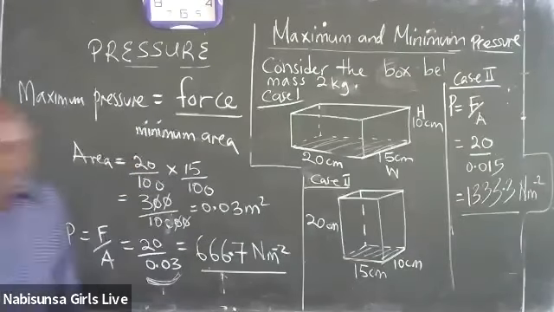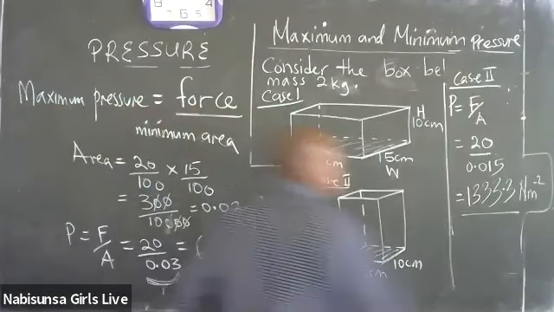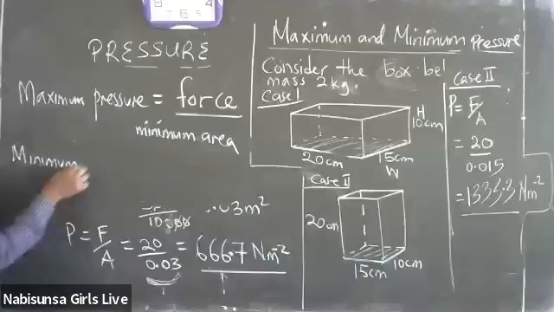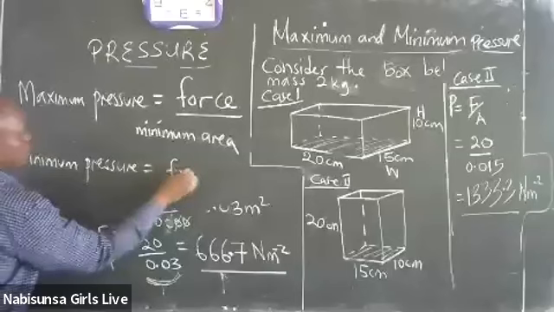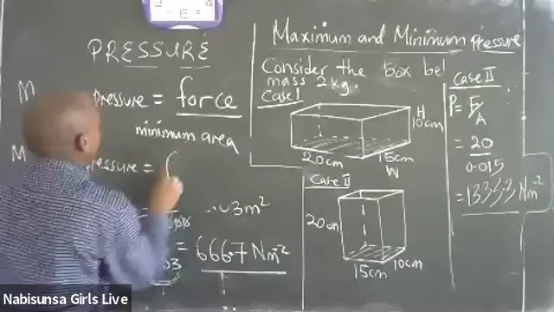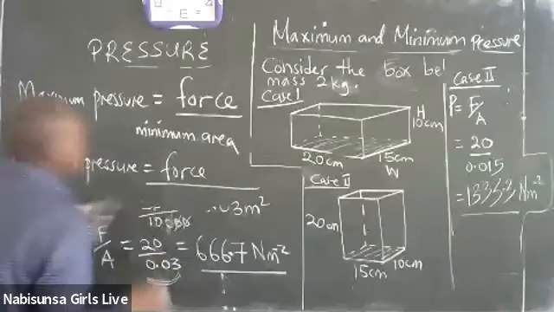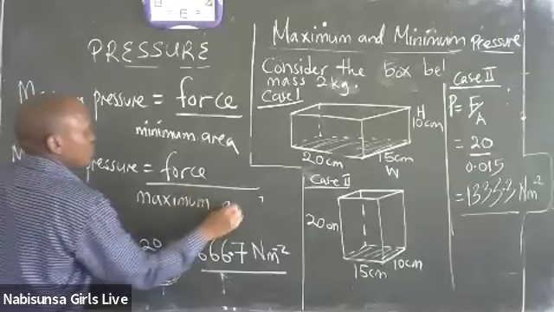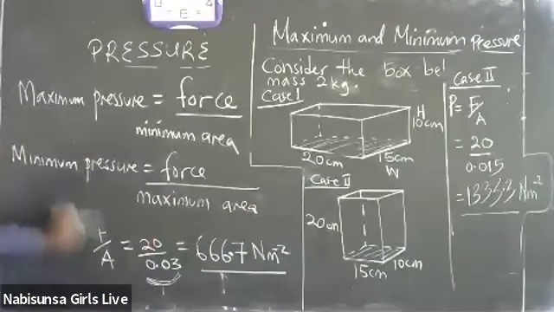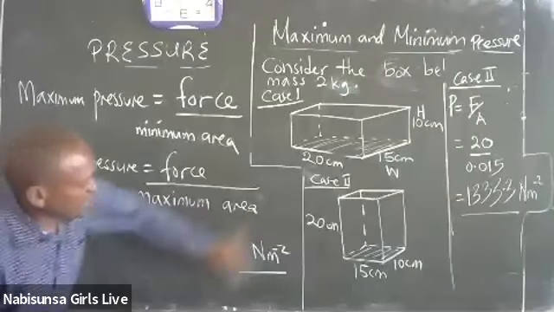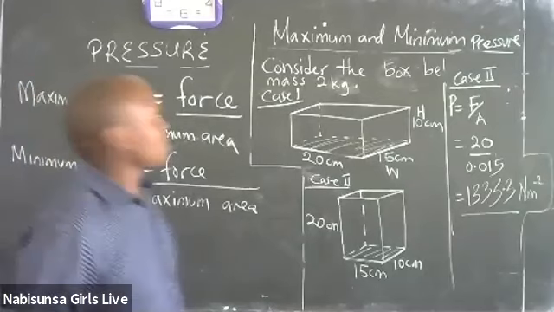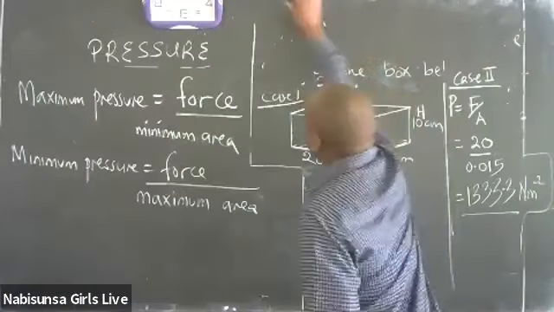Let us also write the other one. Minimum pressure is equal to force out of maximum area. So that's how we work it out. Those are the formulas for maximum and minimum pressure. Now I'm going to give you a question to try using that information.